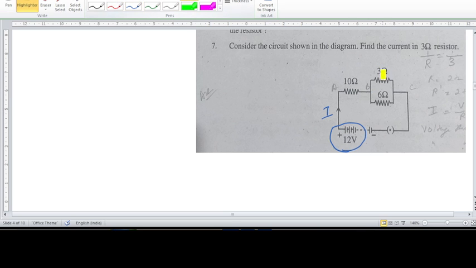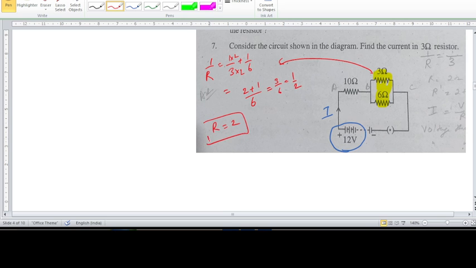How? I know that both these resistors are connected in parallel. So first of all, I have to calculate their resistance. It is 1 by R is equal to 1 by R1 plus 1 by R2, that is 1 by 3 plus 1 by 6. Multiply the first by 2 on top and bottom: this will be 2 plus 1, 3 by 6, that is 1 by 2. So R is equal to 2. The overall resistance of this portion is 2 ohm.